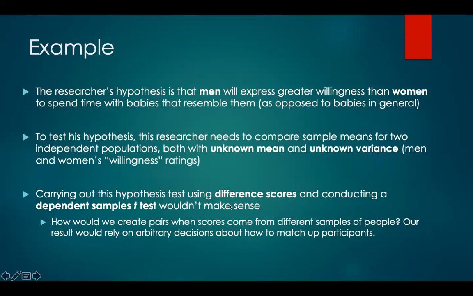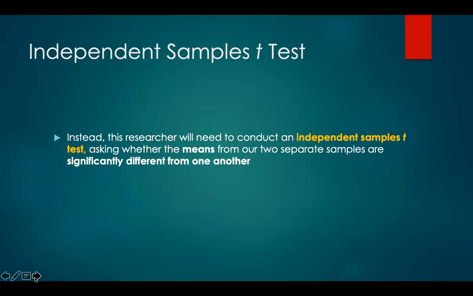So carrying out this hypothesis test using difference scores and conducting a dependent samples t-test wouldn't make sense, right? Because how would we create pairs when scores come from different samples of people? Our result would rely on arbitrary decisions about how to match up participants. Instead, this researcher will need to conduct an independent samples t-test, asking whether the means from our two separate samples are significantly different from one another.